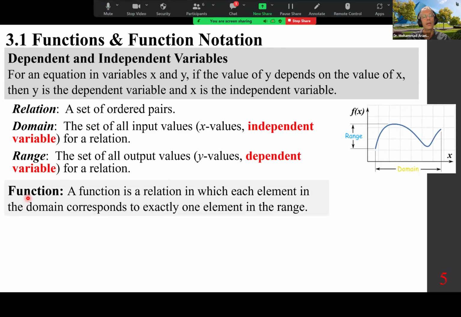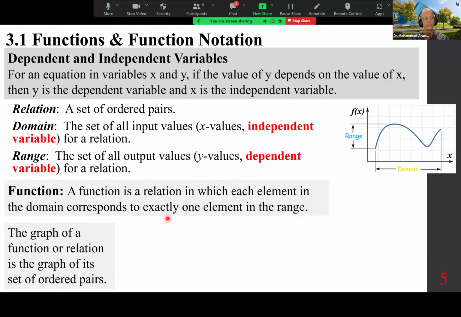Function: a function is a relation in which each element in the domain corresponds to exactly one element in the range. In other words, the x coordinates do not repeat. The graph of a function or relation is the graph of its set of ordered pairs.